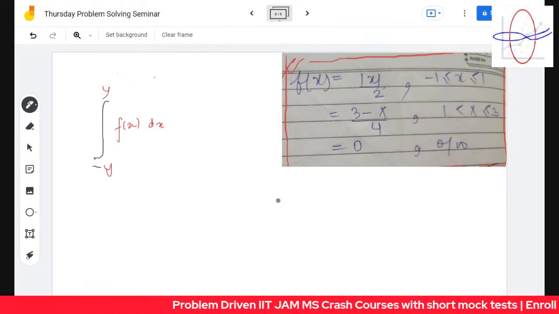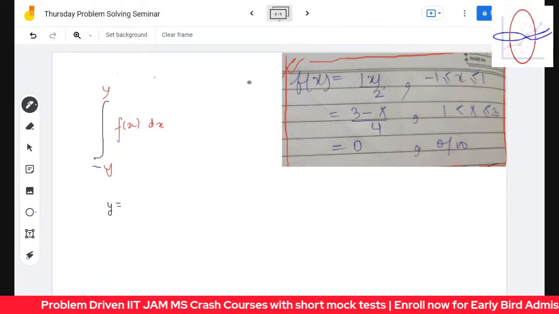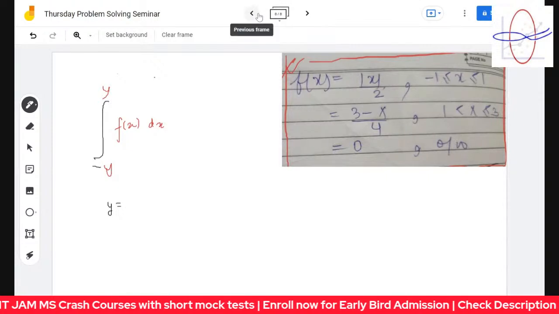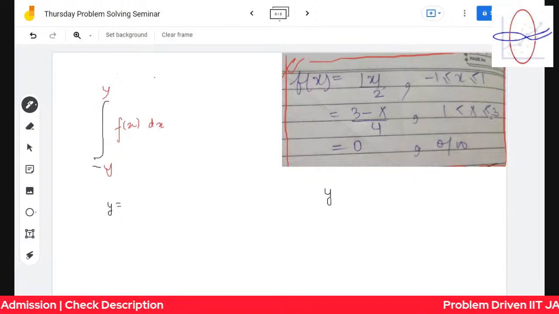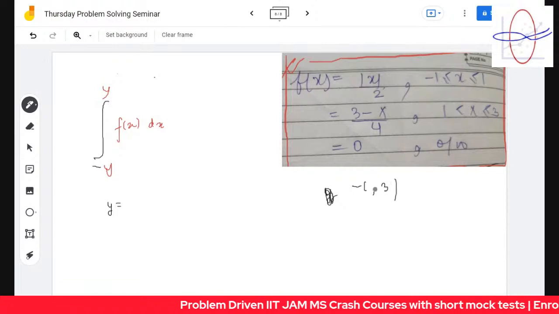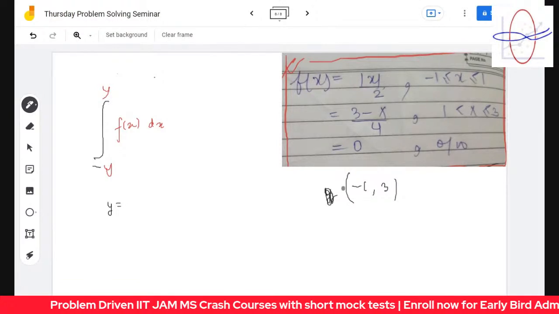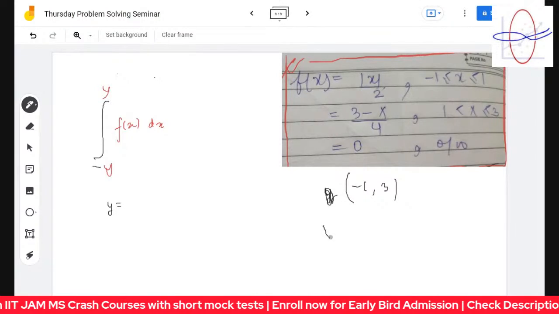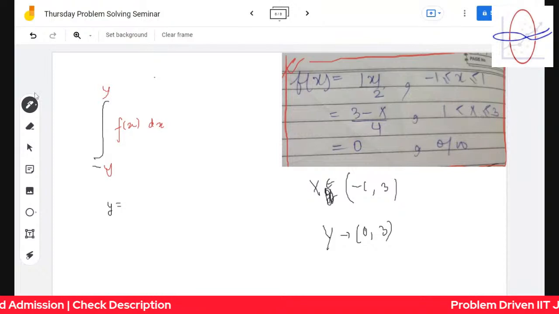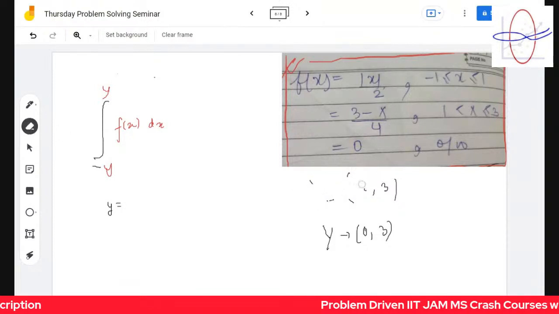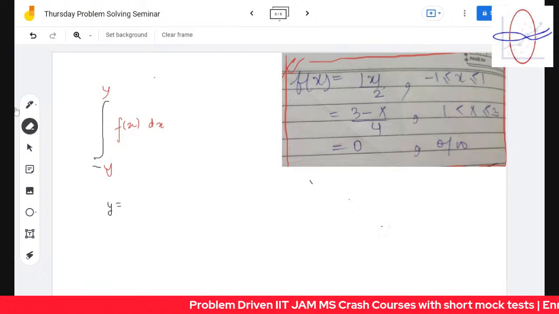Let's put various values of y. Before this, you find out what the possible values of y are. First step: Y is mod of X. X is taking values between minus 1 and 3, right? So Y must be taking values between 0 and 3, because Y is equal to mod of X. All of you understood this point, guys?